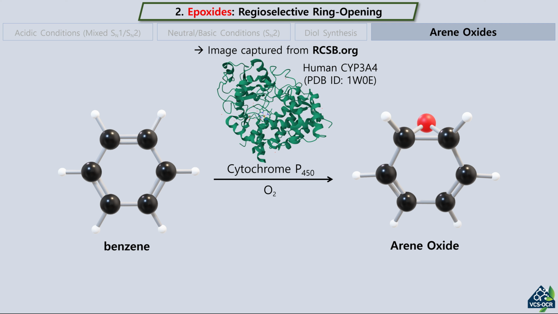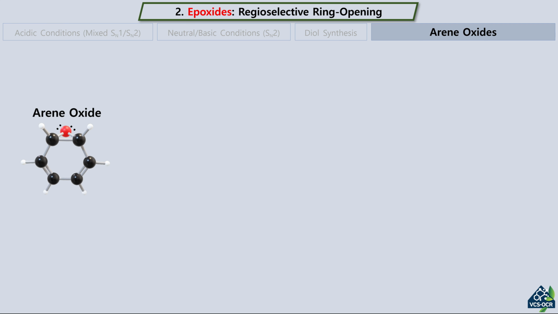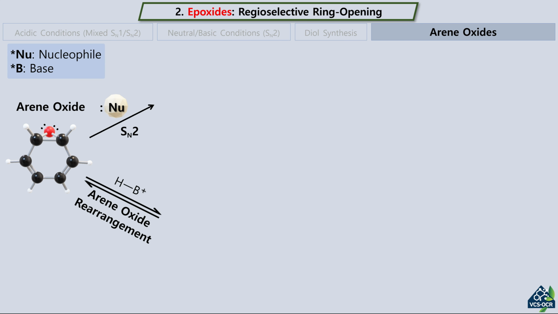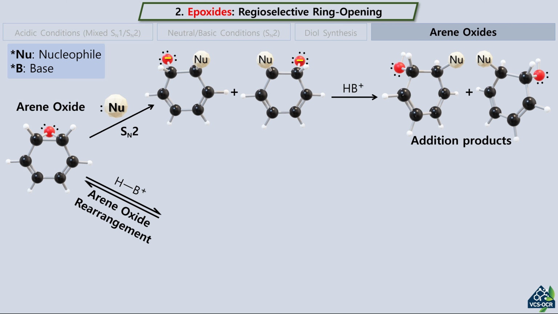Using molecular oxygen as an oxidant, cytochrome P450 converts benzene into a highly reactive intermediate called an arene oxide. Arene oxides are cyclic ethers of aromatic rings that react through two distinct pathways. First, they can be attacked by nucleophiles through an SN2 process. The nucleophile attacks from the backside, opening the ring with anti-stereochemistry to form a trans-addition product.